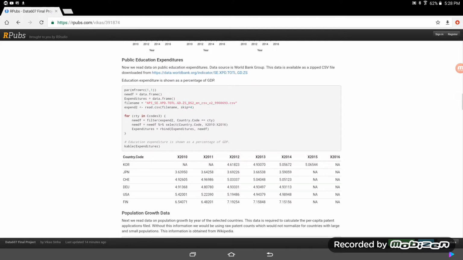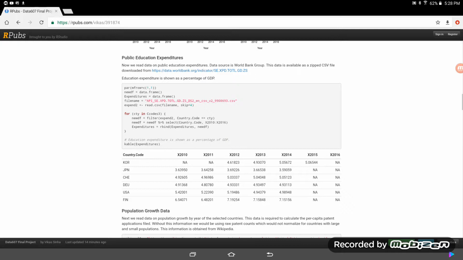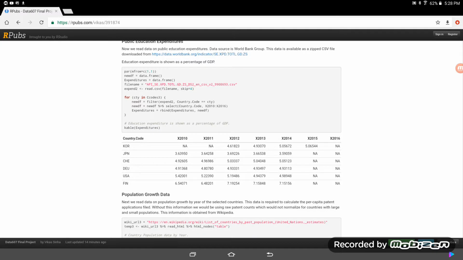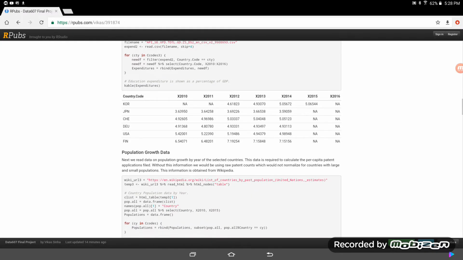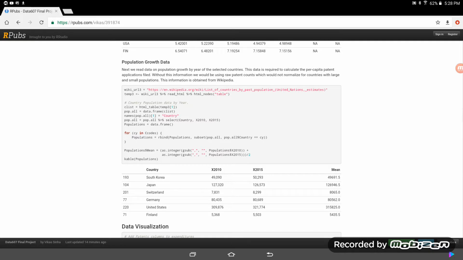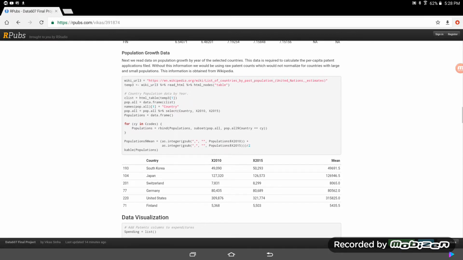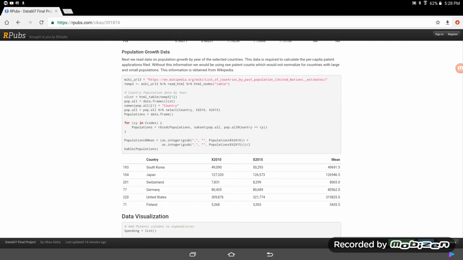The amount of expenditure on public education for each country is then obtained from the World Bank Organization, and I show the code here to do that, again using the dplyr routines. The population growth data is necessary to convert the raw patent counts to patents filed per million population, and this I obtained from Wikipedia. The per year population numbers are not available, so I used an approximation for that. I used the mean of the population counts between the years 2010 and 2015.